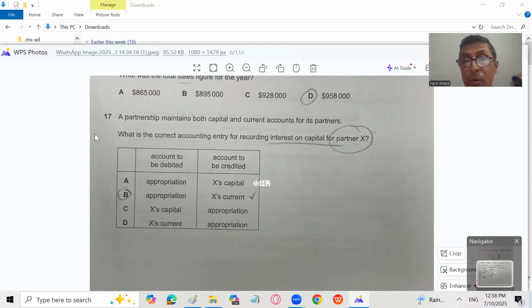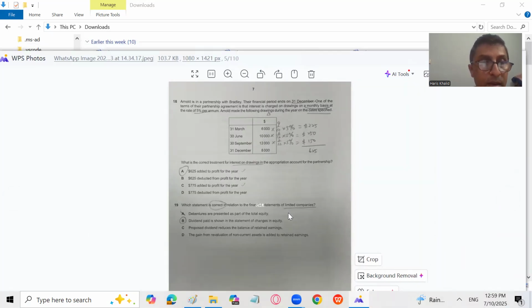That is why profit and loss appropriation is going to be debited as an expense, and current account is going to be credited because interest on capital will increase X current account, because the business has to give that interest on capital to partner X. So it will increase his current account. So B is going to be the answer for that particular MCQ.